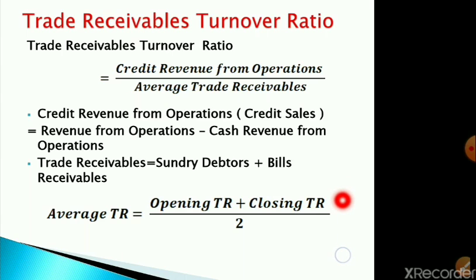Next, average trade receivables is equal to opening trade receivables plus closing trade receivables divided by 2. So why do we need to find out the trade receivables turnover ratio? Just to find out how quickly the trade receivables are converted into cash and cash equivalents. So a higher ratio is considered better because that indicates that debts are being collected very quickly, whereas a lower ratio indicates that there is some inefficiency in collection of debts.